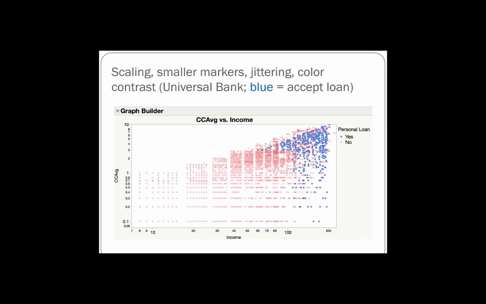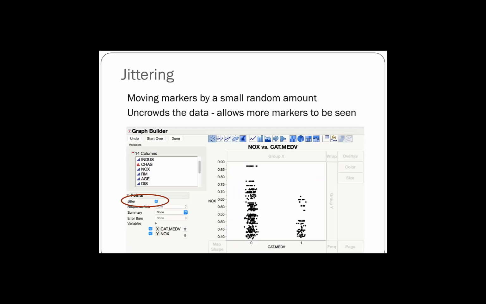Here's another scatter plot where we have something called jittering going on. There's a lot going on here, actually. We have personal loan data, yes or no. Income is X. Credit card average is Y. And when we say jitter, what we mean is we're going to just take the data point and add a little bit of noise in the X and Y so that all the data points that would otherwise be sitting on top of each other can be seen.